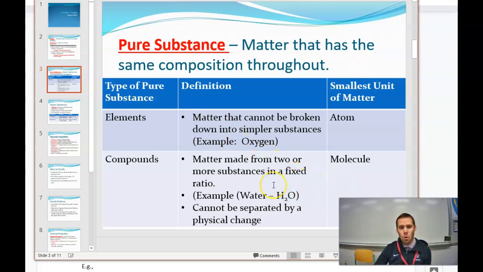So when we have two or more different types of atoms or two or more different types of elements combined or chemically bonded together, we refer to that as a compound, and its smallest unit of matter for a compound is a molecule. An example would be H2O. Everyone knows that is water. 2 hydrogen atoms for every 1 oxygen atom. This is also considered to be 1 molecule of water, and we're going to get into some examples of some chemical formulas that might help you get a clearer understanding for the difference between a molecule and a compound.